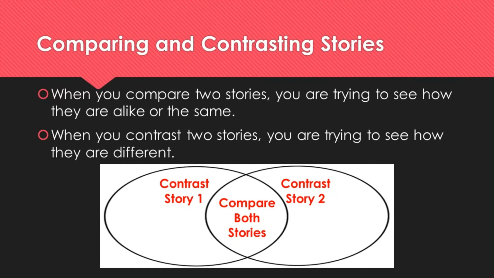You can do this by using a Venn diagram. A Venn diagram helps you organize your thoughts. One circle represents the first story, another circle represents the second story. Where these circles overlap is where you write things that both of those stories have in common.